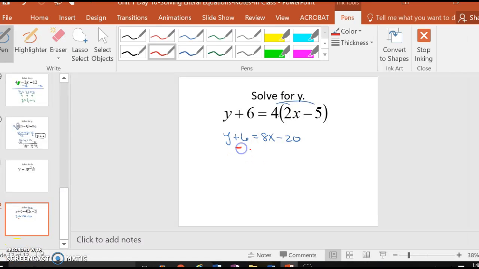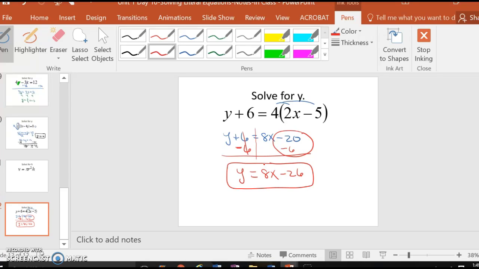All right, welcome back. So, since 6 is linked by addition, I'm going to subtract it. But when I go to the right side of this equal sign, what's a like term I'm going to line it up under? The 20. So these eliminate. Y equal. Bring down the 8x. Combine like terms here correctly. Negative 20 minus 6 is minus 26, right?